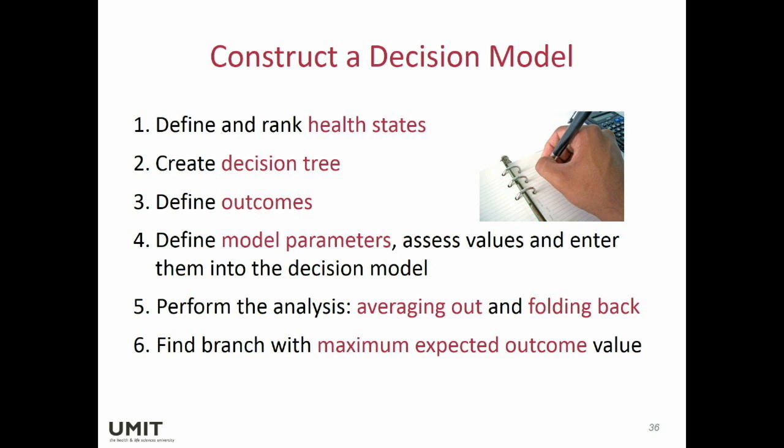And then we define the model parameters, all that numbers that we must plug into this structural decision tree to make it a machine that we can use, a tool that we can use to calculate something. And then we perform the analysis. It's only when we have the model with the parameters that we say we run the model, we run the analysis. And we do that in the decision tree model by averaging out and folding back, and you will understand what that means, averaging out and folding back. That's the technique, the analytic strategy to solve the decision problem.